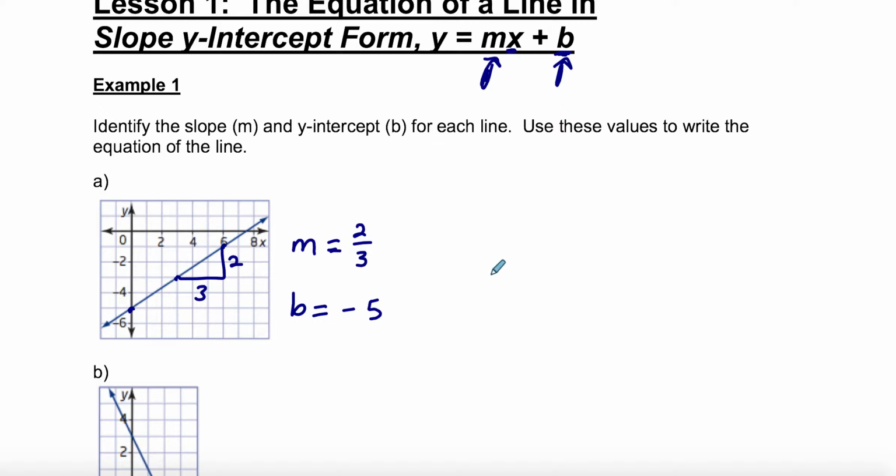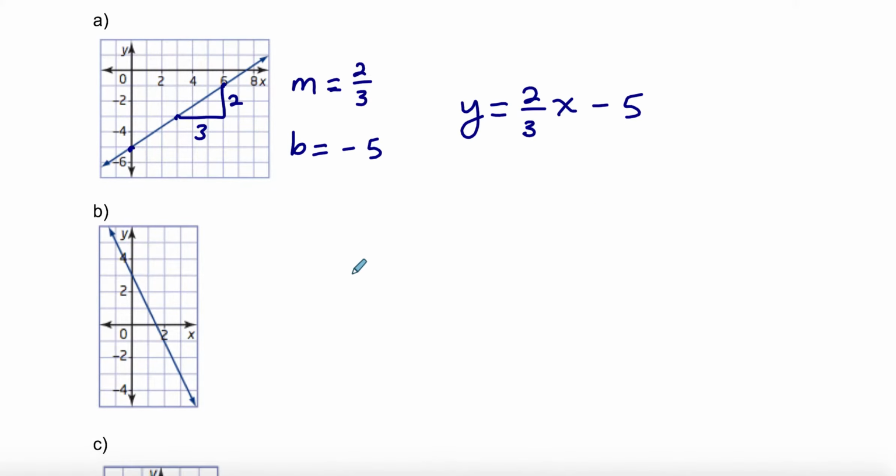If I'm asked for the equation of the line, I'm going to say y equals the slope with a letter beside it. So we always have x beside the slope. And then -5 is the y-intercept. And it doesn't have a variable with it. It's always by itself. That will never change. It's always the same.